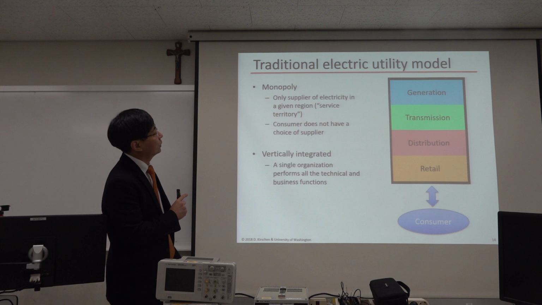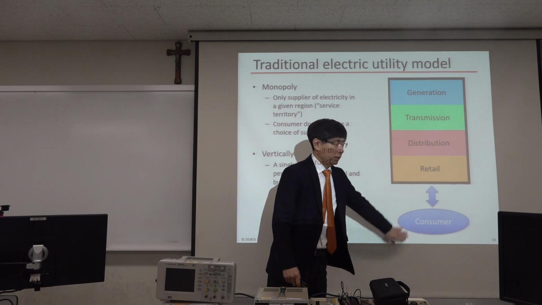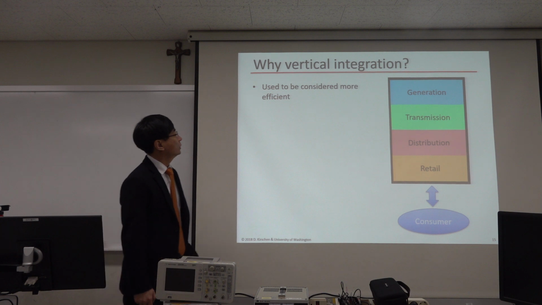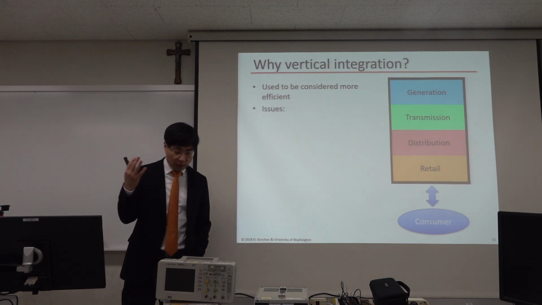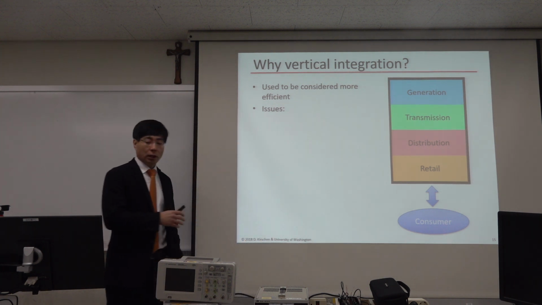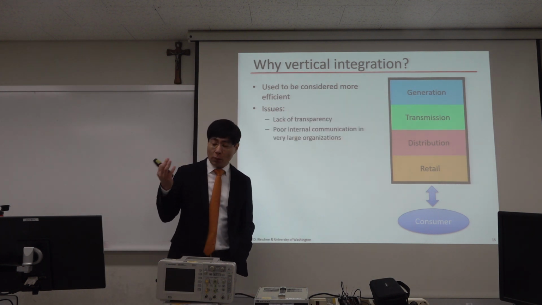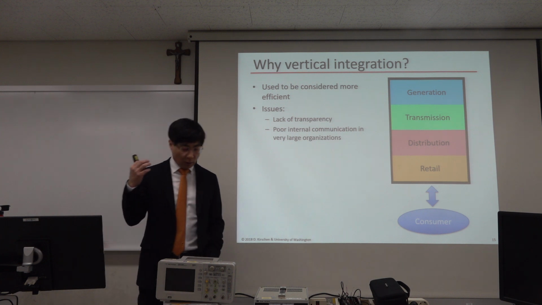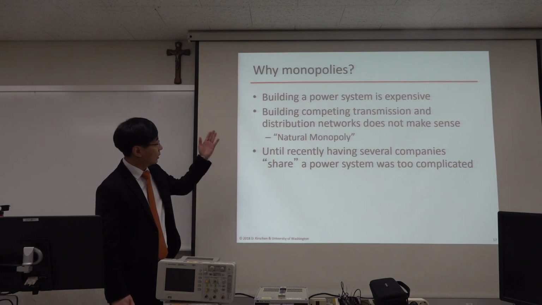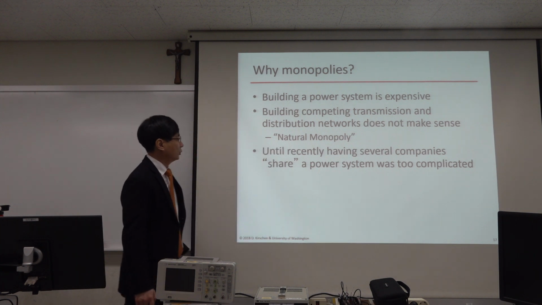Conditional electric utility model. So this is a multiple model: generation, transmission, distribution, and retail. And we are here. We are customers. And so why vertical integration? We said natural monopoly. Monopoly is efficient at the early stage of this kind of social capital. So highway, electricity, water system, gas system, etc. So yeah, these are the advantages of monopolies. And that was called natural monopoly.